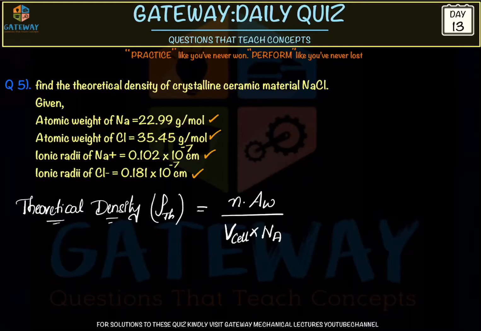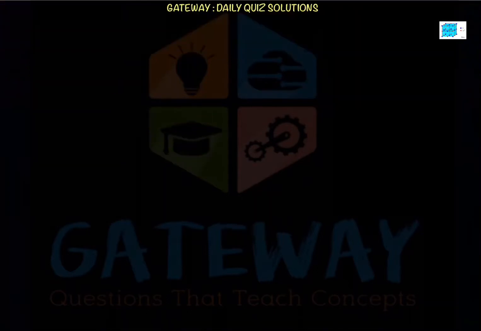Here also we did the same: atomic weight upon this. Here weight doesn't mean weight generally; it is actually a mass. On the whole it is said as atomic weight, and the formula is the number of atoms times the atomic weight upon the volume of the unit cell times Na. So first of all, for this we need to know what type of crystal NaCl is. For that, we'll observe what type of crystal NaCl is.